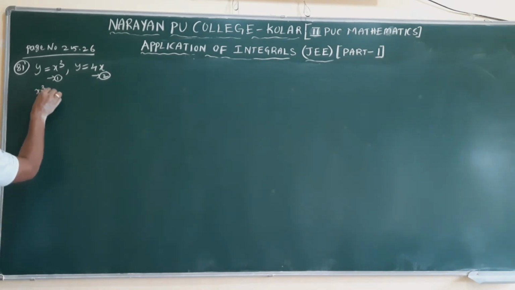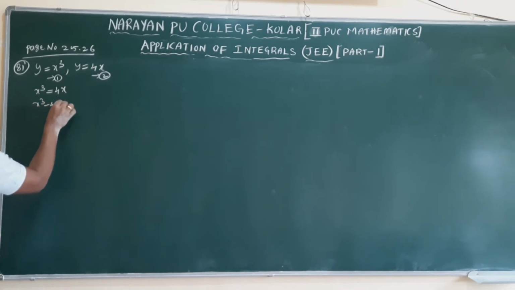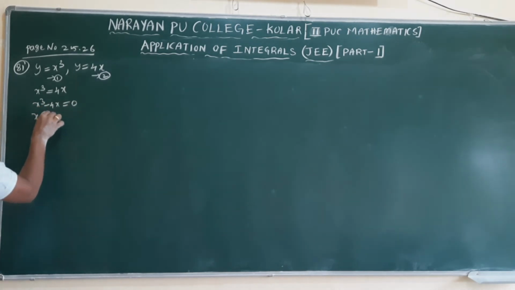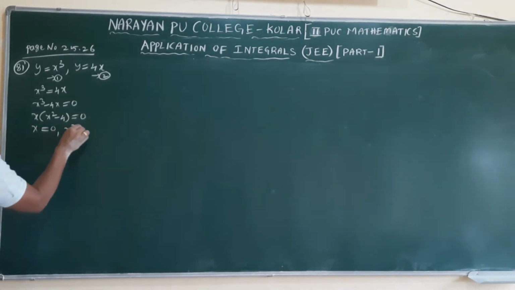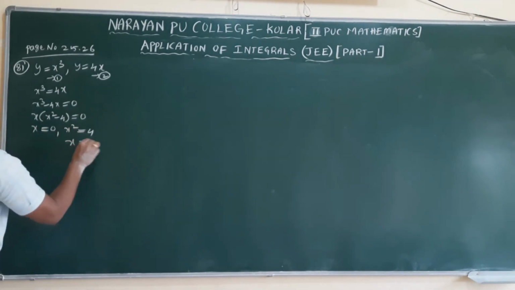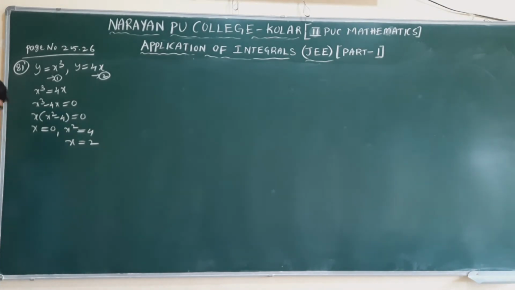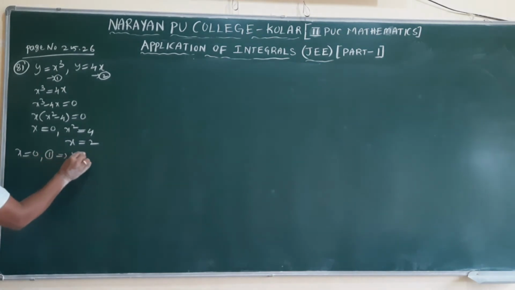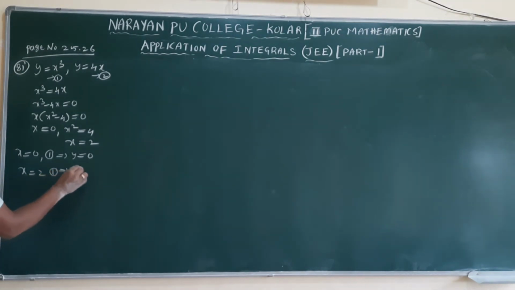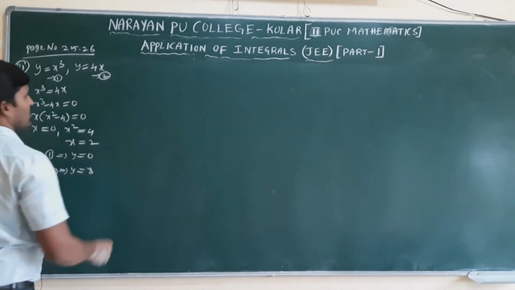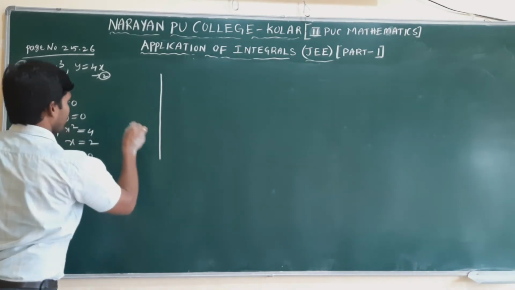Left side is equal only, so x cube equals 4x. Now x cube minus 4x equal to 0. x common, x square minus 4 equal to 0. x equal to 0 or x square equal to 4. Plus or minus is not required because they are asking only in the first quadrant, so x value 2 is enough. x value 0, from the first equation, y is also 0. x value 2, from the first equation, y equal to 2 cube, 8. The points of intersection we got already.